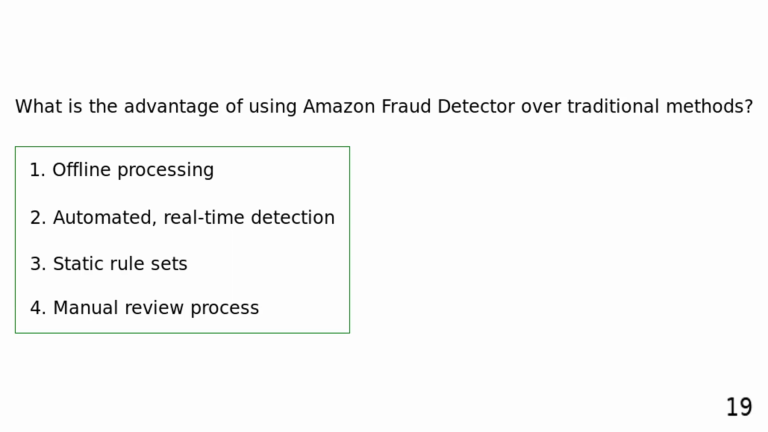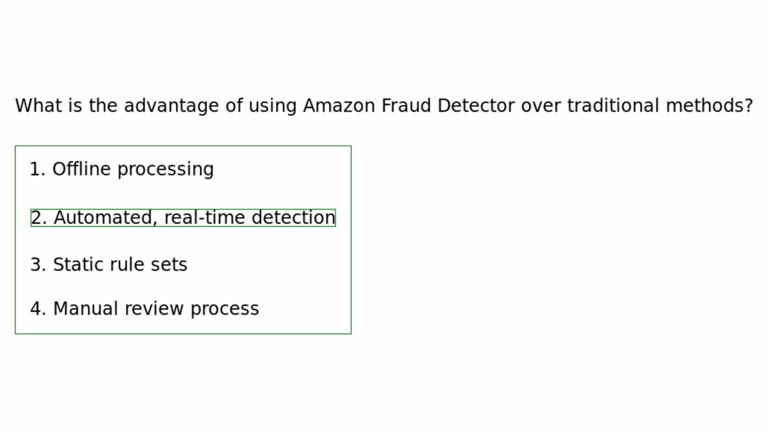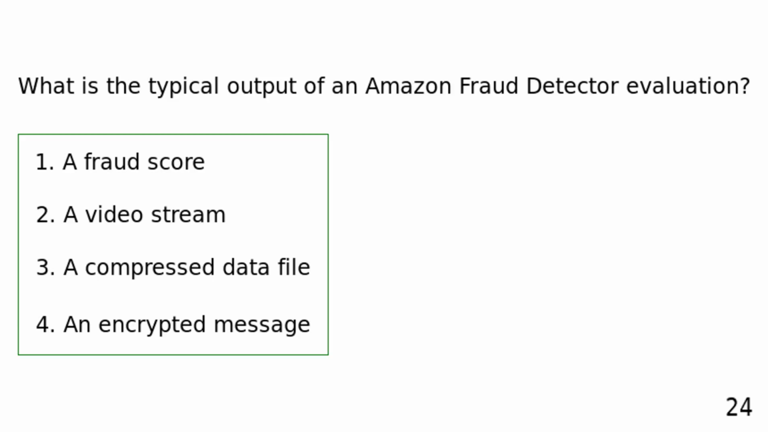Offline processing. Automated, real-time detection. Static rule sets. Manual review process. Amazon Fraud Detector provides automated, real-time detection of fraud, which is more efficient than traditional, manual methods. What is the typical output of an Amazon Fraud Detector evaluation?